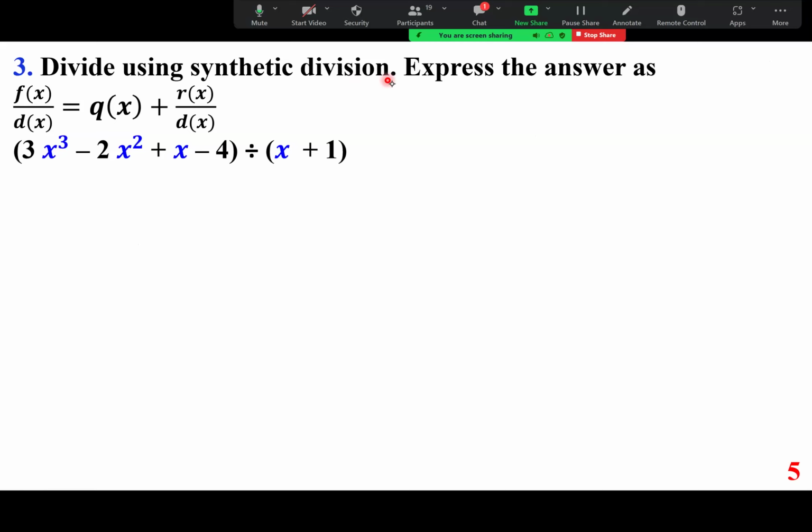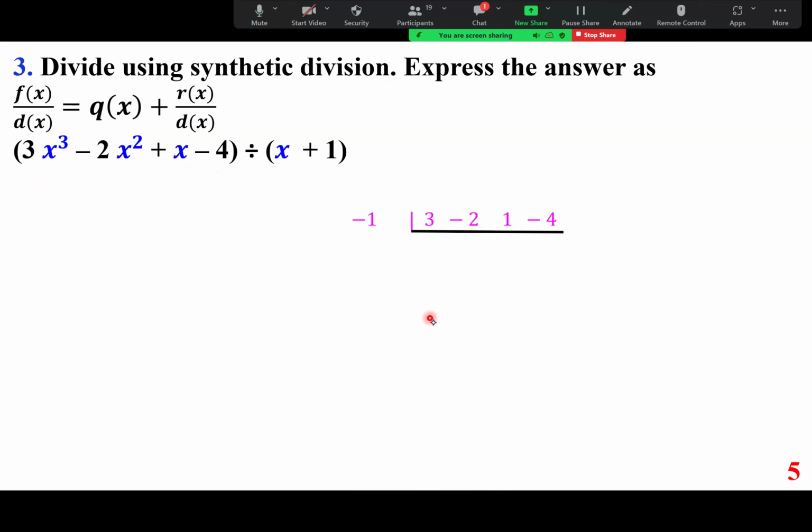Divide using synthetic division, express the answer as f of x over d of x equals q of x plus r of x over d of x. So to do the synthetic division, we have to make sure both pieces are in descending order. They are. And so we just write the coefficients 3, minus 2, 1, minus 4. And if there is any term missing, you have to have a 0 as a placeholder. Division by x plus 1, that means you need a negative 1.